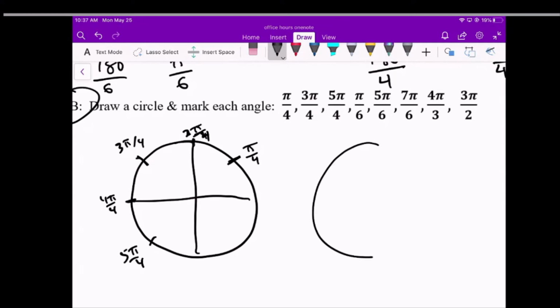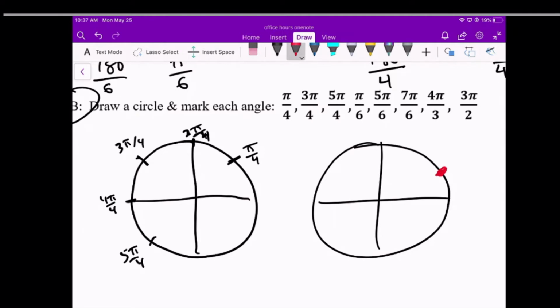Let's think about the 30-degree types. So I should use a different color. Here's pi over 6 or 30 degrees. Here's twice that, 2 pi over 6 or 60 degrees. Here's 3 times that, 3 pi over 6. Notice 3 pi over 6 is the same as 2 pi over 4. You might think of this as kind of a pi over 4 type of angle. You might think of it as a pi over 6 type of angle, depends on what you're doing.